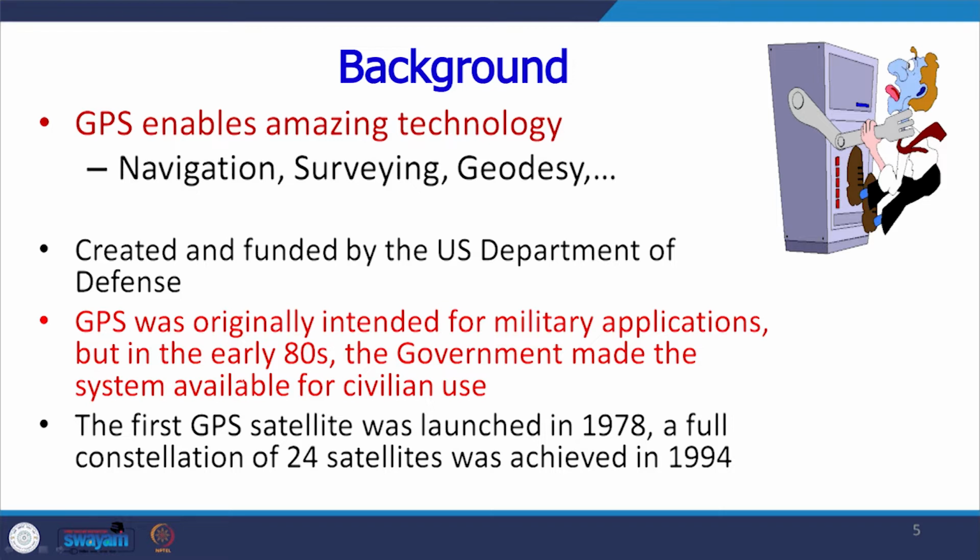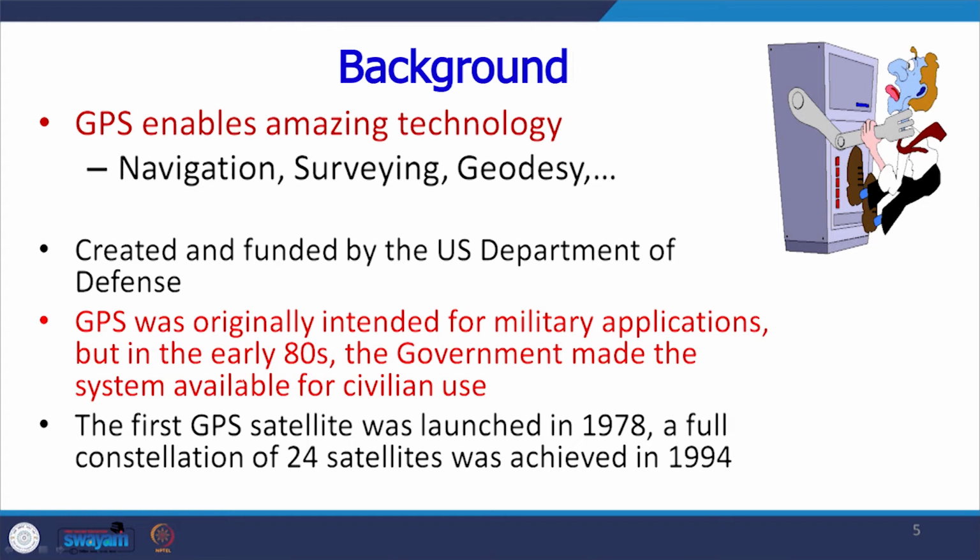Initially, in the 70s, these satellites were launched and the signals were received for military applications. Then, in the early 80s, the government made those systems available for civilian users. The first GPS satellite was launched in 1978 and later on, one after another, 24 satellites were achieved by 1994. So, a lot of GPS satellites have been launched one after another to complete the constellation of the satellites.